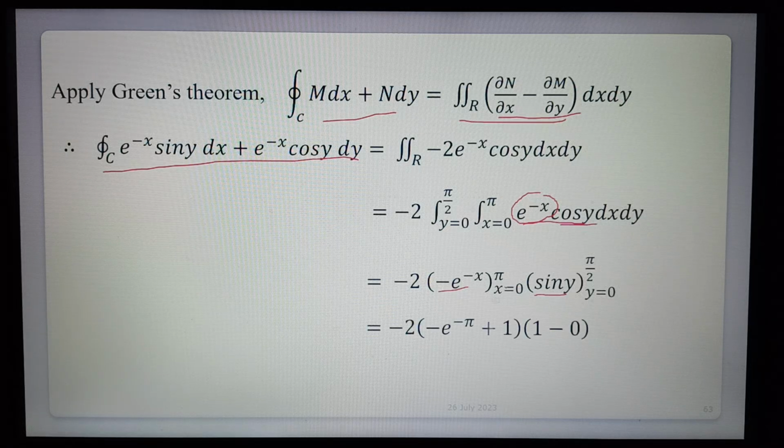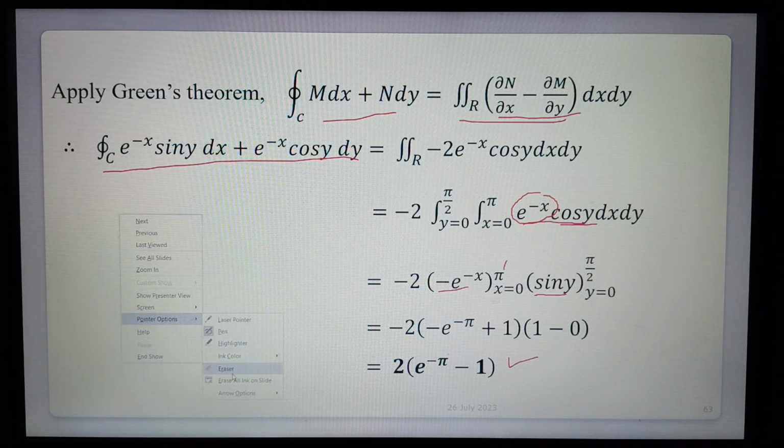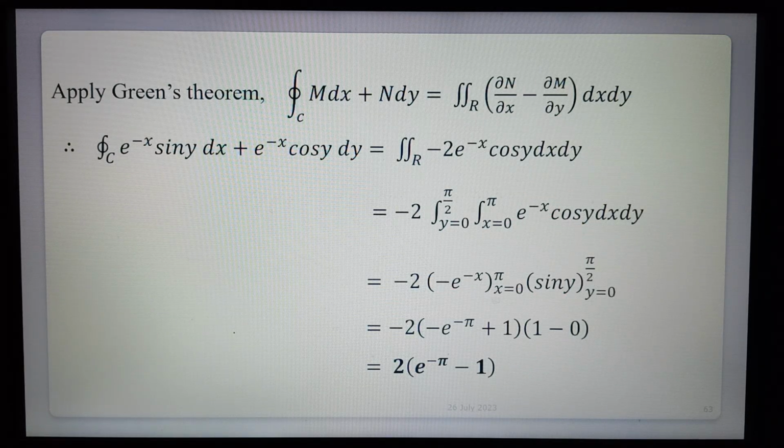So that is equal to substituting: minus 2 into the x upper limit 5, minus e power minus 5, lower limit 0, minus of minus, plus e power 0 which is 1, into sin 90, sin 90 is 1, minus sin 0 which is 0. So that is equal to 2 into (e power minus 5 minus 1). This is the required value of the given line integral by using Green's theorem.